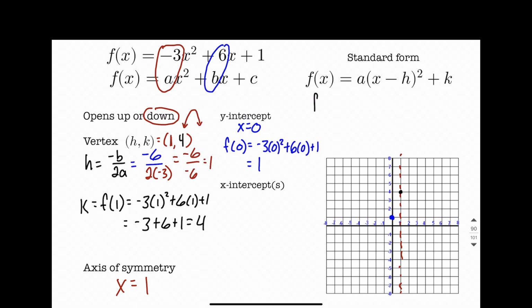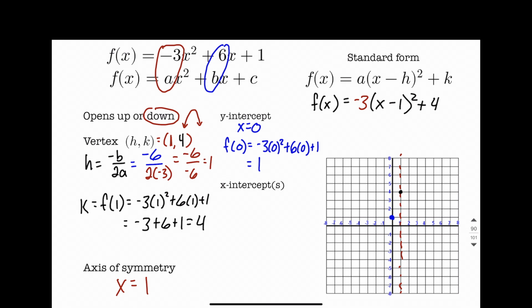All right, so standard form shouldn't be too bad. What we need to do is plug in the different values we've already found, right? A is going to be negative 3, same A as the original. H we identified as being 1, and K we identified as being 4.